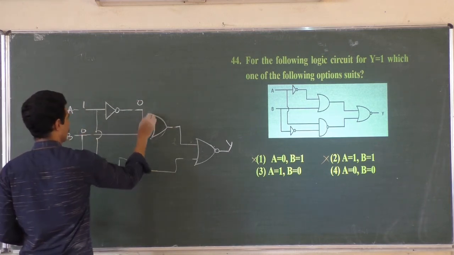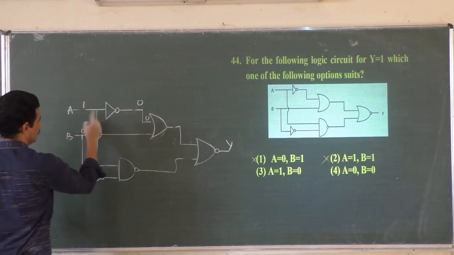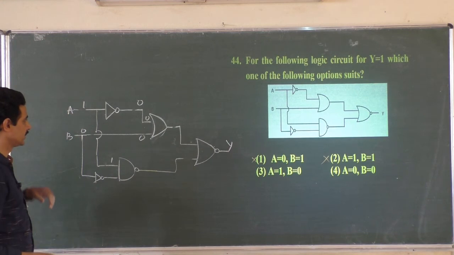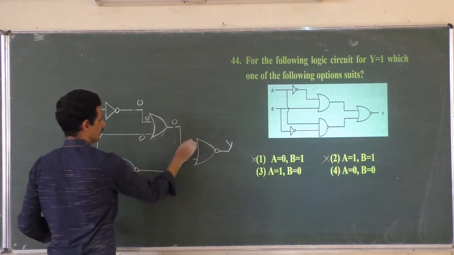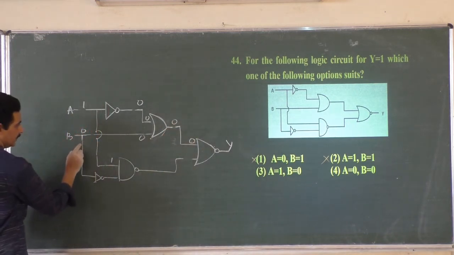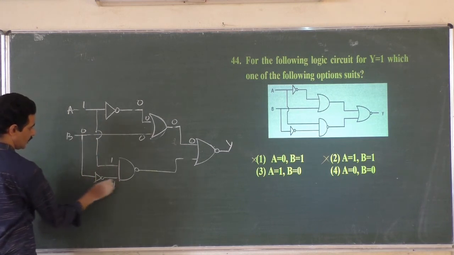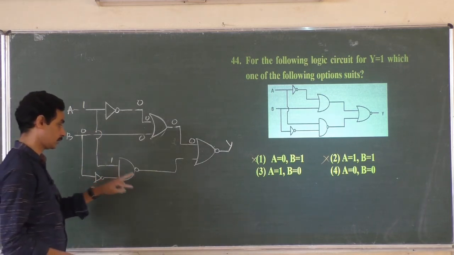Okay, 0, because NOT: 1 comes here, 0 comes here. When the OR gate input is 0, 0, the output is 0. What about this one? 1 and this is 1, 1, yes. 0, NOT 1. This one is here. When 1, 1 is the input to the AND gate, the output is 1.